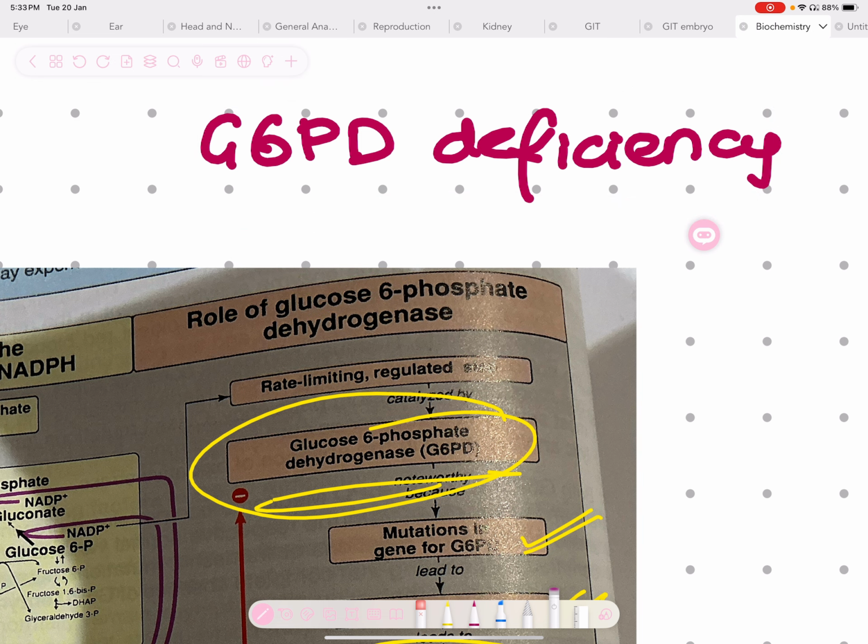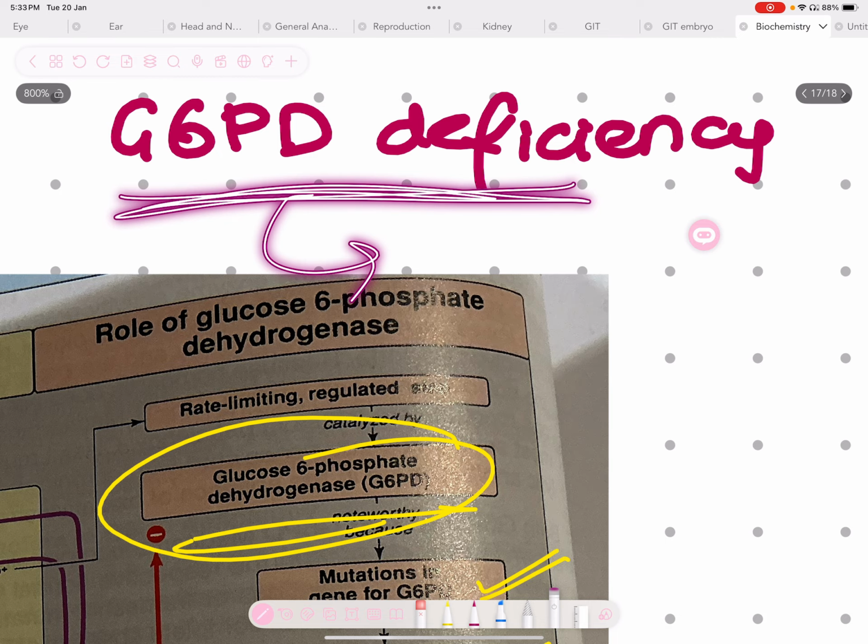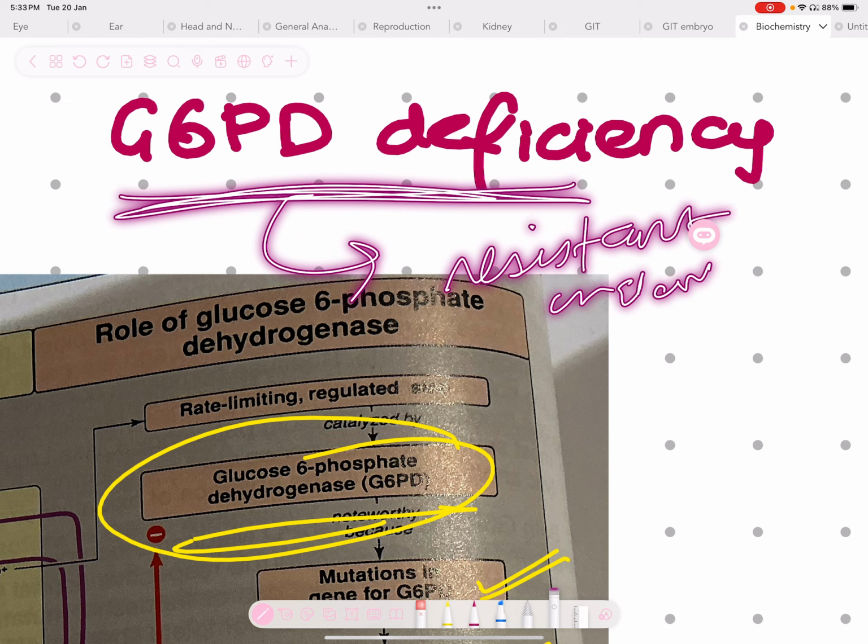And also a very important fun fact is that this deficiency can make a person resistant to malaria. Now, you may be wondering how that is. This is a very fascinating thing, and I'll tell you how. So, basically, malaria is a parasite, right?